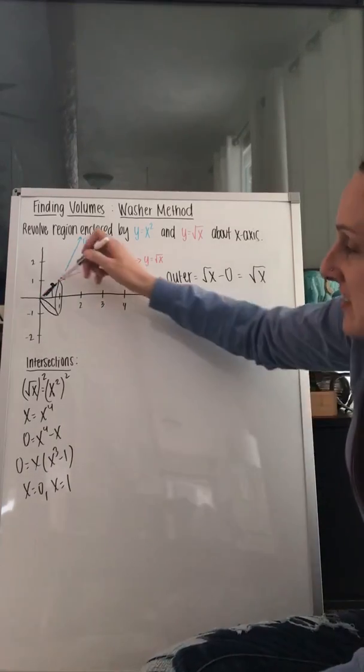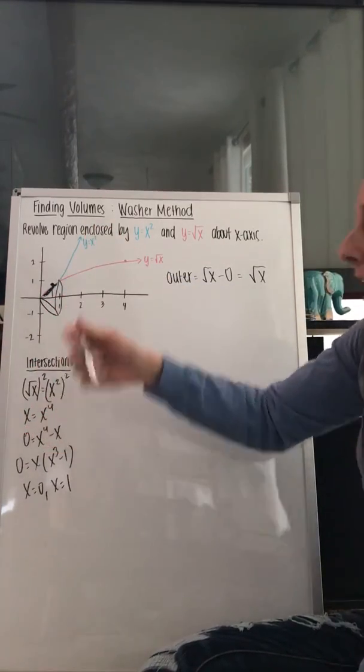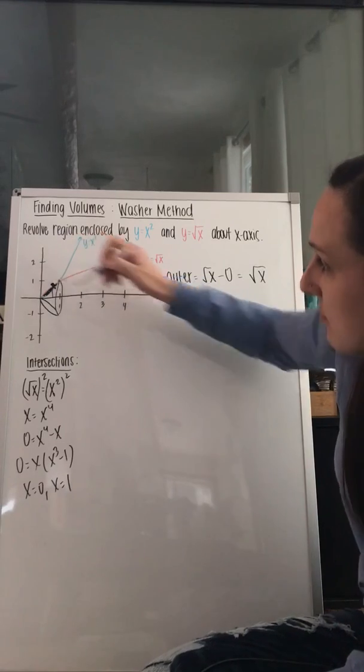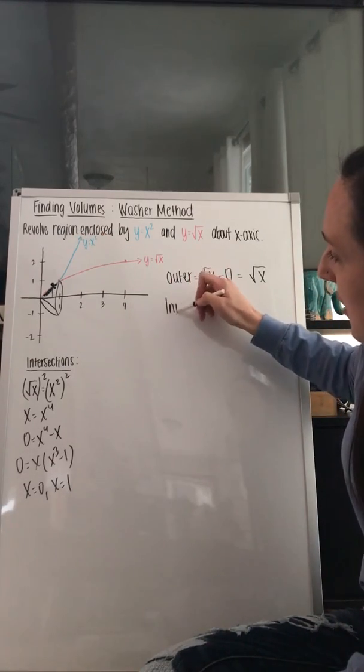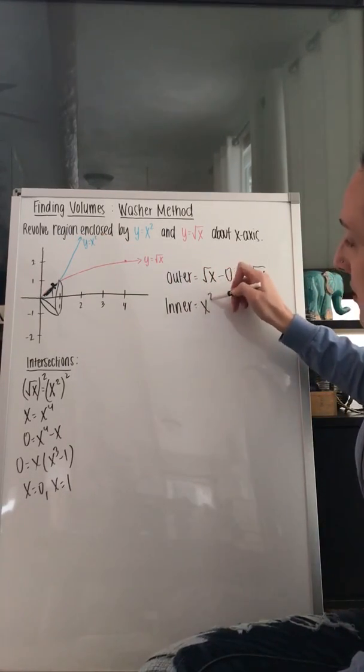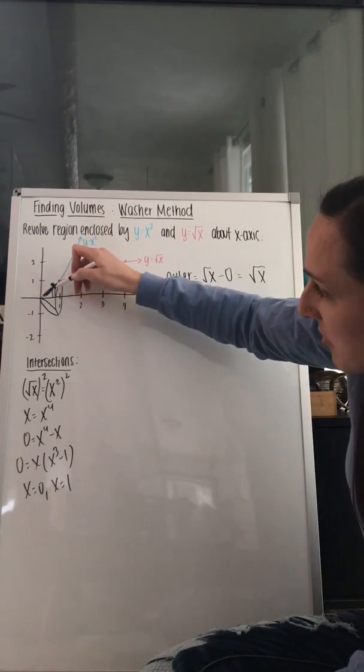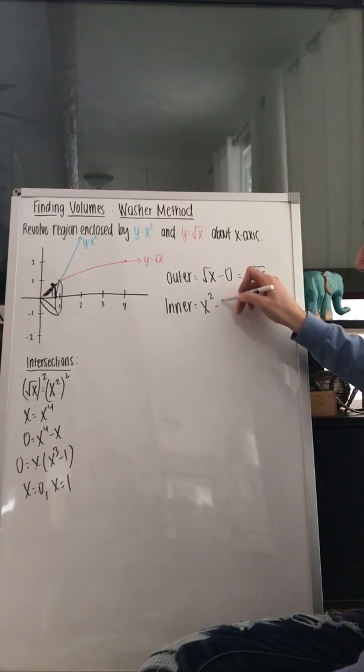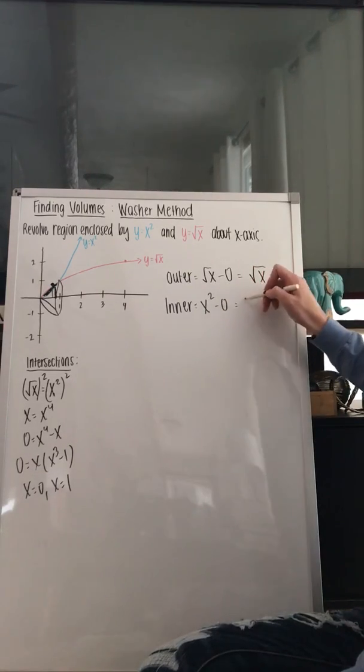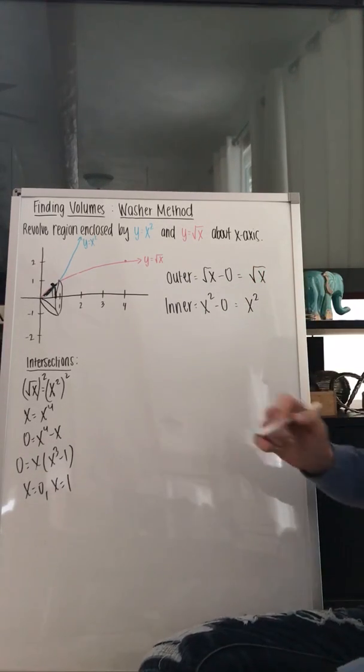My inner radius is going to be my lower or bottom function, which is my x squared. So my inner is x squared minus, I'm going to bring that radius down to my x-axis, the axis of rotation, which is again just y equals 0. So my inner radius ends up being just x squared.